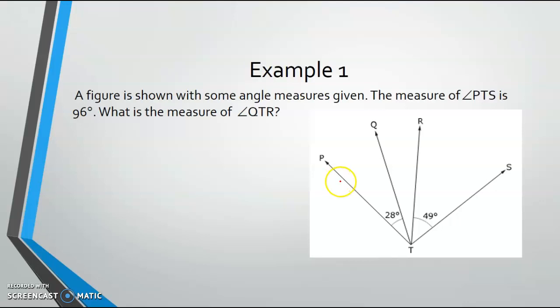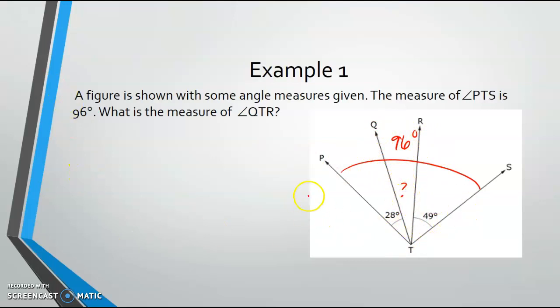The measure of angle PTS, so that's the big angle here. So this angle right here is 96 degrees. And I like to label my pictures, so my suggestion is, if it helps, draw yourself a sketch, which doesn't have to be accurate, of the angle on your work paper, and you can write all over the angles as needed. We're wanting to find the measure of angle QTR, so we want to know this measure right here.